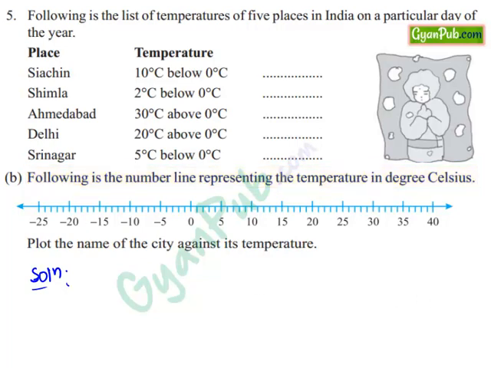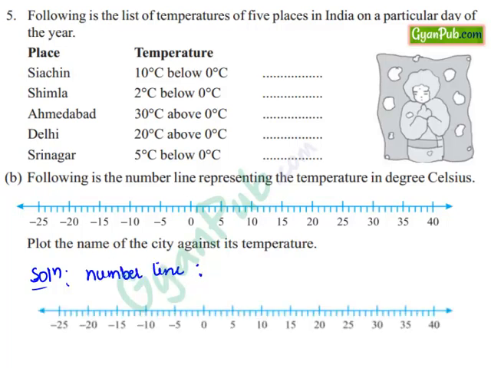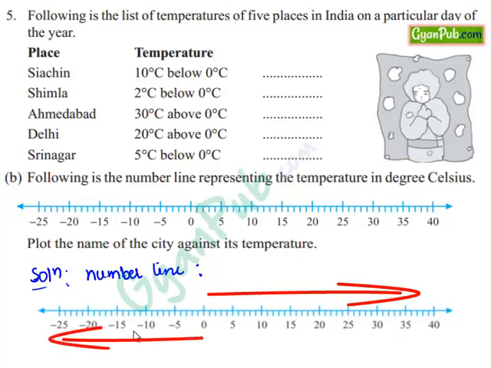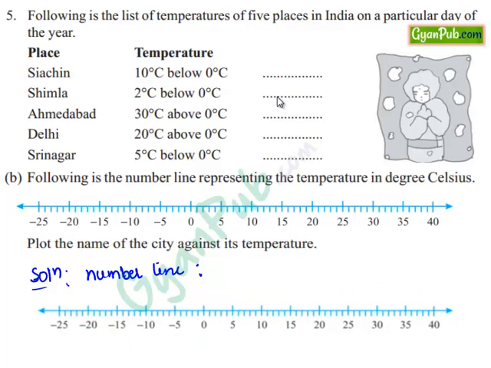Let's take a number line. On this number line, 0 is the middle value. Right side of 0 are all positive integers. Left side of 0 are all negative integers. First, we will mark Siachen, which has 10 degrees centigrade below 0 degrees centigrade. 10 degrees below 0 degrees centigrade means minus 10 degrees temperature. Minus 10 degrees is Siachen's temperature.